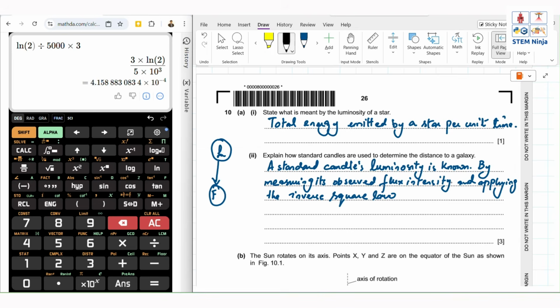With flux intensity F and luminosity L, the distance d can be estimated. Although this is fine, if you want to write the formula also, F is equal to L over 4 pi d squared. That's it.